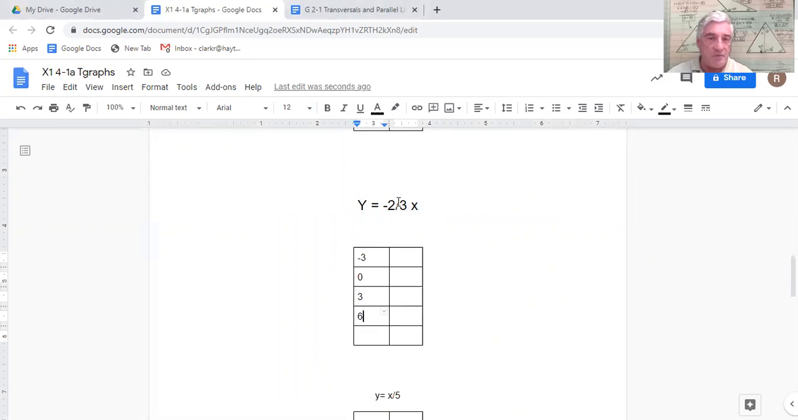Because I really don't want to plot 1 2/3 on my graph. I want whole numbers on my graph as much as possible. Probably not true when you get to Algebra 2, but now we want whole numbers. All right, -3 divided by 3 is -1 times -2 is 2. 0 times any fraction is 0. 3 divided by 3 is 1 times -2 is -2. 6 divided by 3 is 2 times -2 is -4.